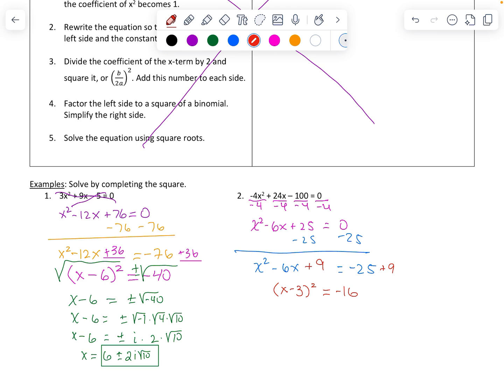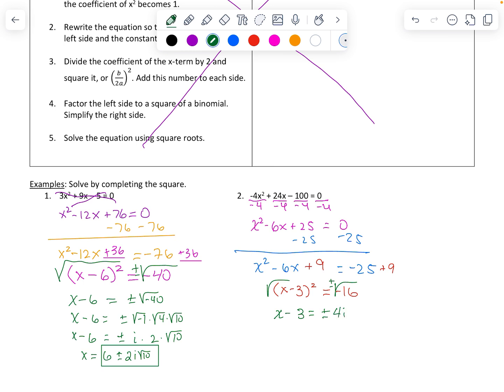So the last thing I need to do is square root both sides. Not quite the last thing, but one of the next things. I'm going to get x minus 3 is equal to plus or minus the square root of negative 16. And there's two things going on. I have the negative and I have the 16. The negative means I have an i. The square root of 16 is 4, so it's going to be plus or minus 4i.